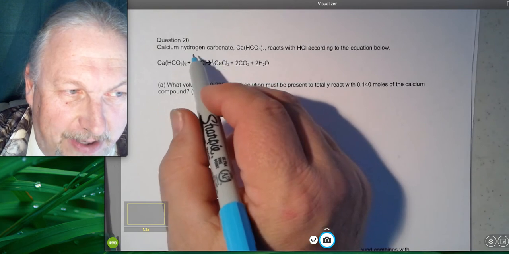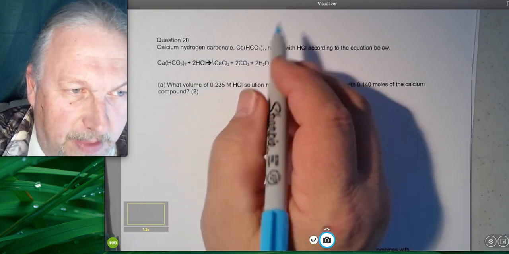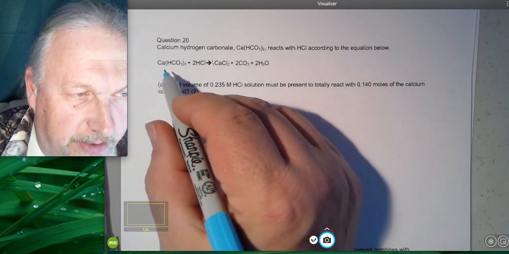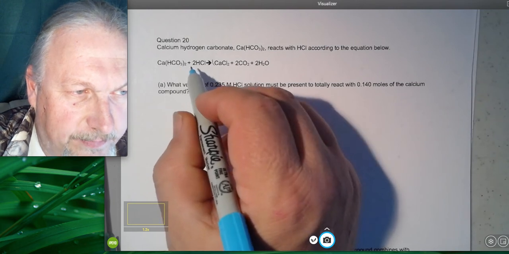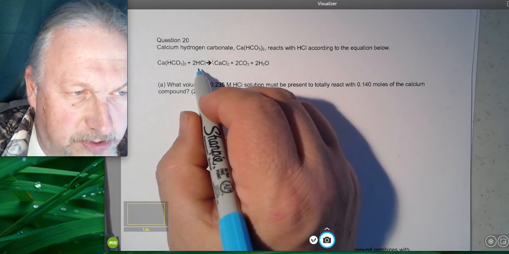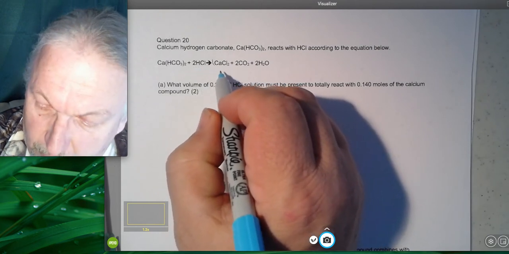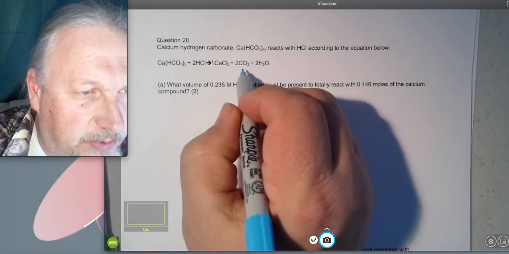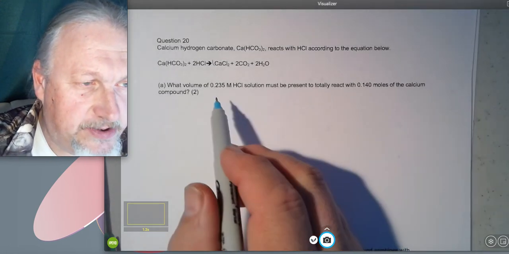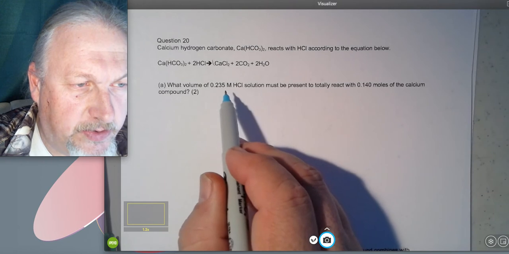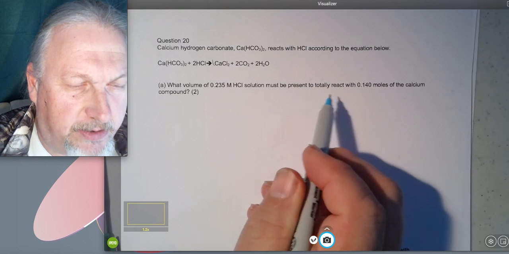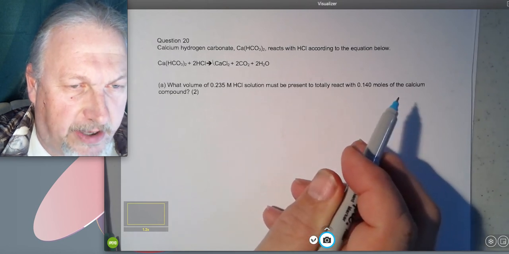But anyway, we've got calcium hydrogen carbonate, or calcium bicarb, and it's going to react with hydrochloric acid according to the reaction below. Every mole of calcium bicarbonate is going to react with 2 moles of hydrochloric acid. It's going to produce calcium chloride, 2 moles of carbon dioxide and 2 moles of water. It first asks what volume of 0.235 molar hydrochloric acid solution must be present to totally react with the 0.14 moles of the calcium compound.